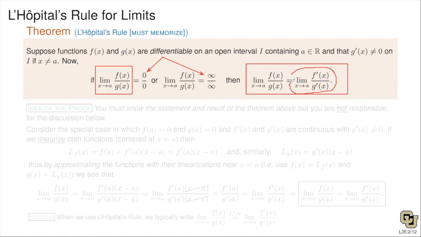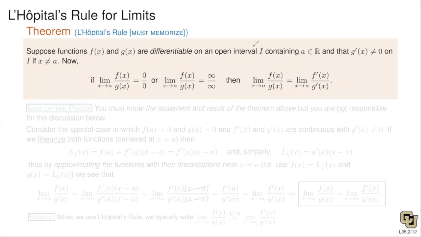Is that helpful? Maybe, maybe not. It just depends on the situation. All L'Hopital's rule is telling us is that it can transform the limit in this scenario where you have 0 over 0 or infinity over infinity. Once we've transformed the limit, we're starting over again. This is a new limit problem, the limit as x approaches a of f prime over g prime. Hopefully it's easier than the original.